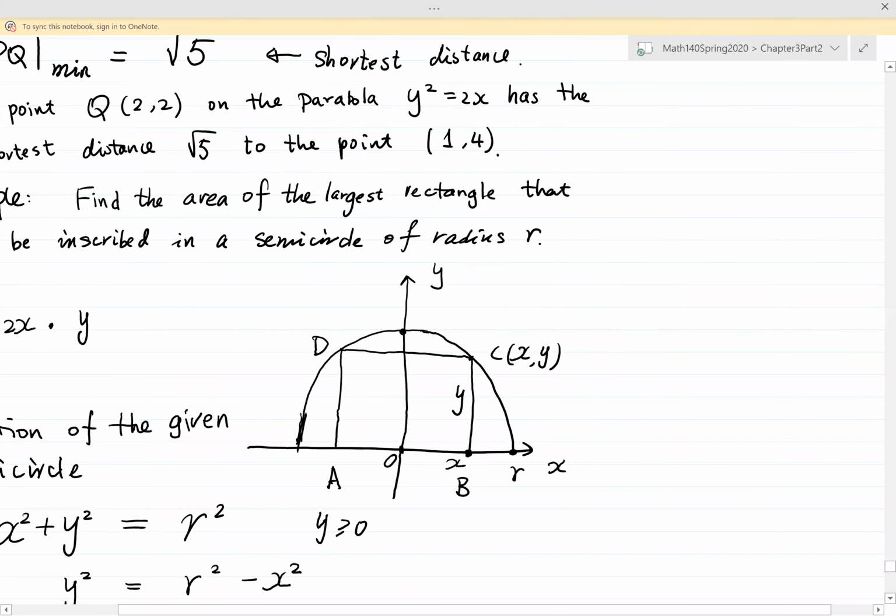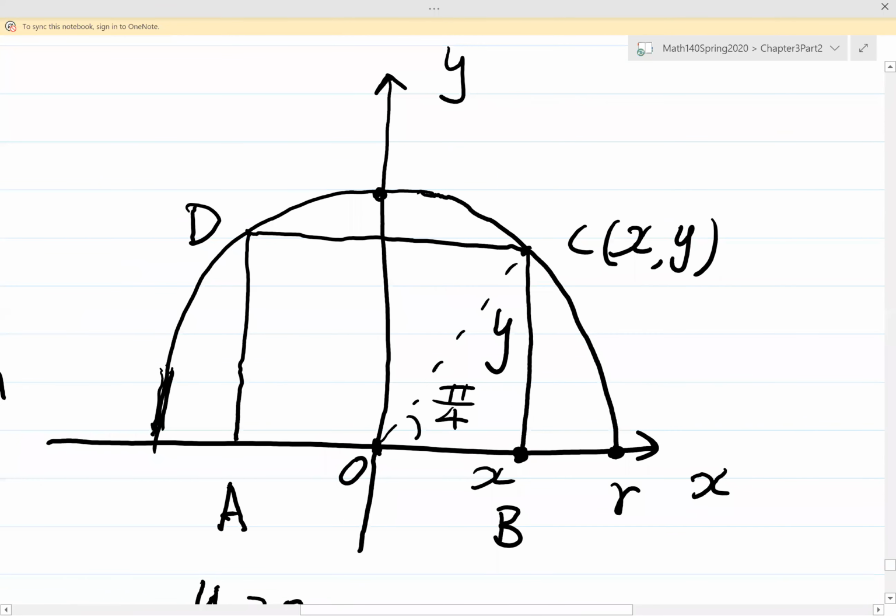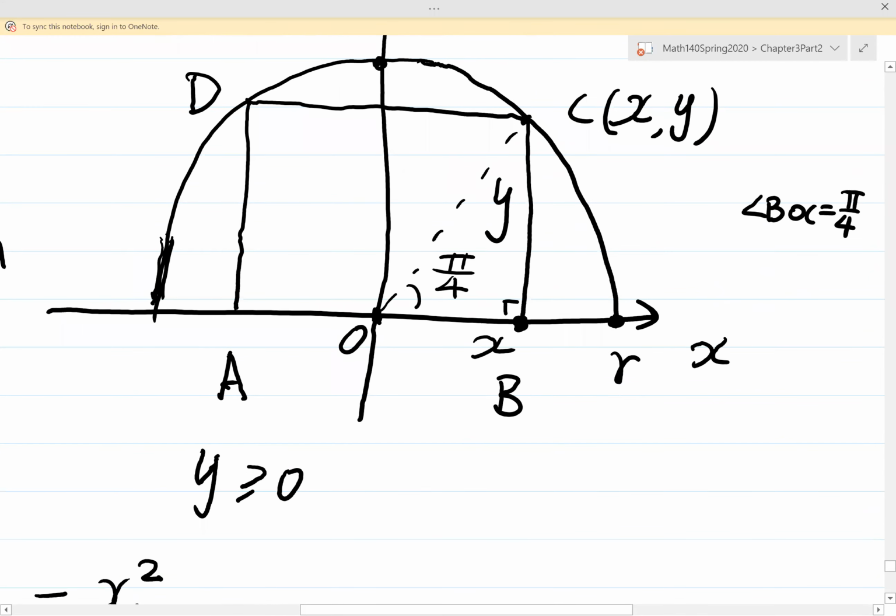In this case, x equals root 2 over 2 r. This point is at pi over 4, 45 degrees. In this case, x and y are equal, so we have an isosceles right triangle. The angle is pi over 4, so angle BOC is pi over 4 in this case. So we get the maximum.